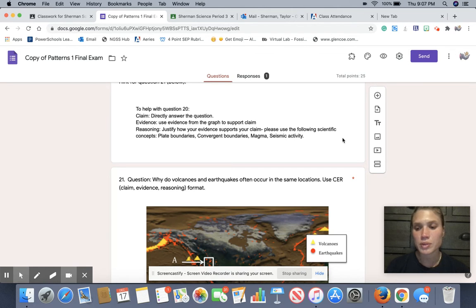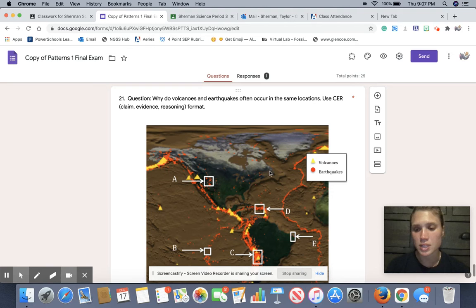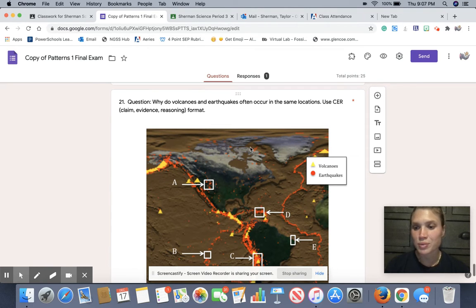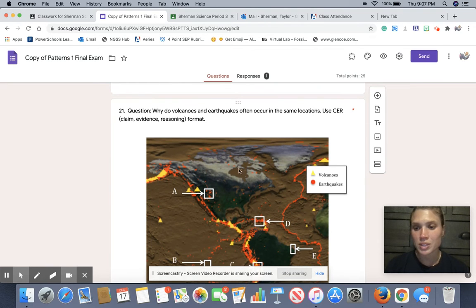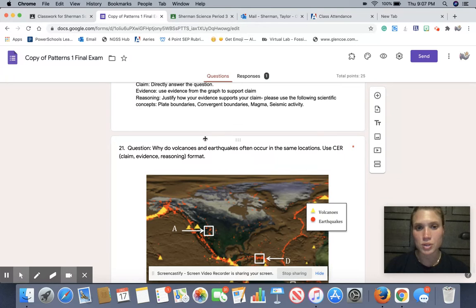Please use the following scientific concepts. You need to explain plate boundaries, because that's really the whole purpose of what this is showing you and the answer to your question. Convergent, divergent, and transform boundaries as well. You need to explain magma, and you should probably talk about why plates move, the convection currents. And then you need to talk about seismic activity.